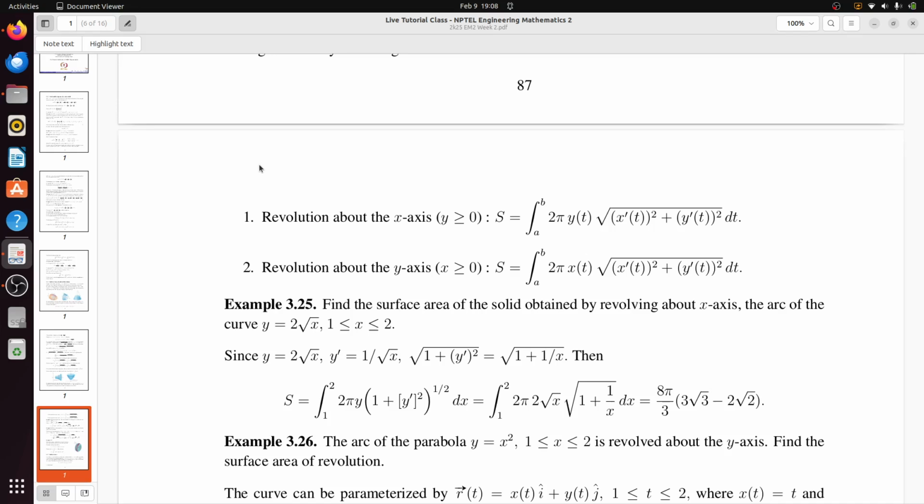Very simple problem. I am giving you 1 to 2 minutes, just observe what we have done here. You have y equal to 2 square root of x, and you have (1 plus (dy/dx) whole square) to the power half dx, integral 1 to 2 of 2 pi into 2 square root of x times square root of 1 plus 1 by x dx, which gives 8 pi by 3 into (3 root 3 minus 2 root 2).